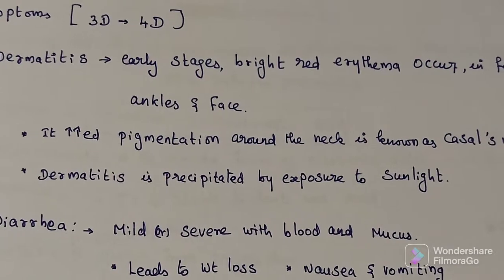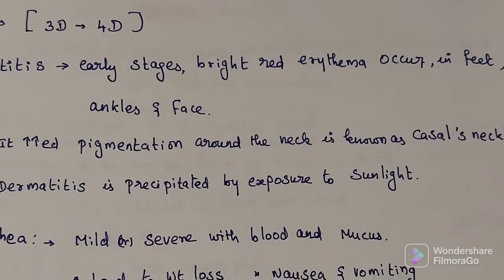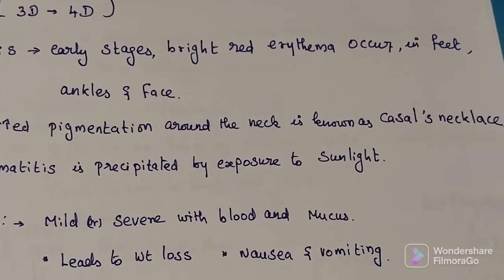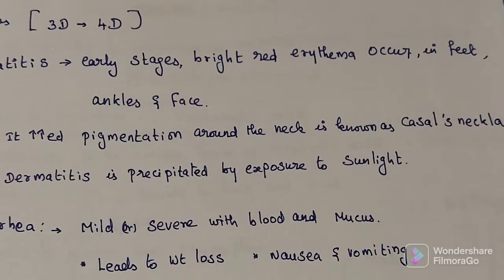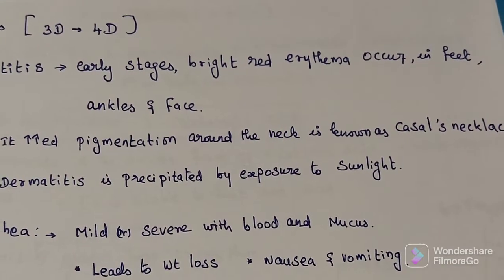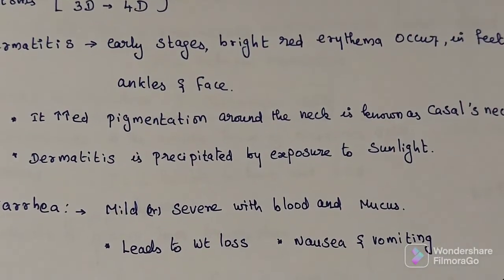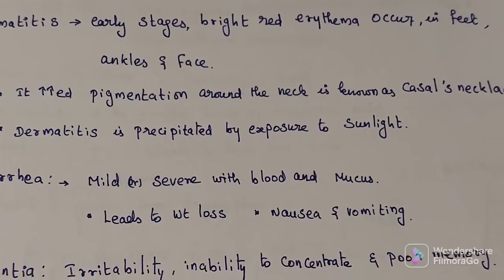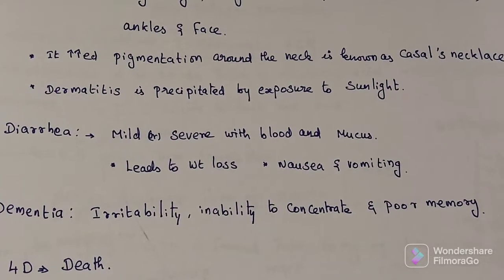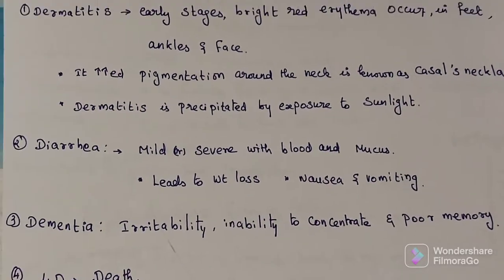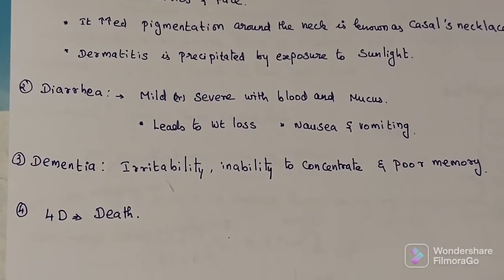Dermatitis: in the early stage bright red erythema occurs on the feet, ankles and face. It increases pigmentation around the neck, a condition called Casal's necklace. Dermatitis is precipitated by exposure to sunlight. Diarrhea, mild or severe, with blood and mucus, leads to weight loss and causes nausea and vomiting. Dementia leads to irritability, inability to concentrate and poor memory. If not treated, the final fourth D leads to death.